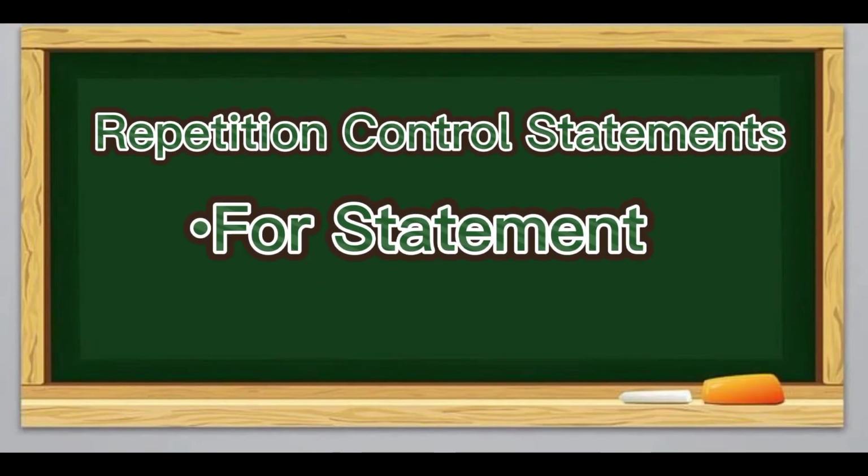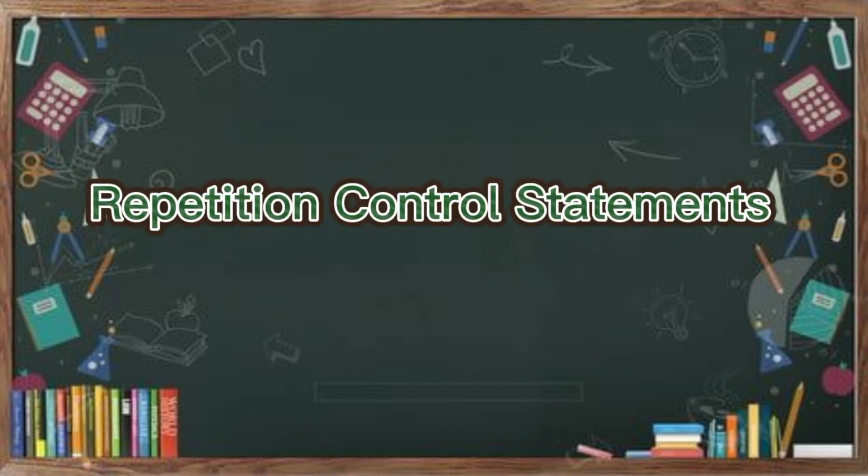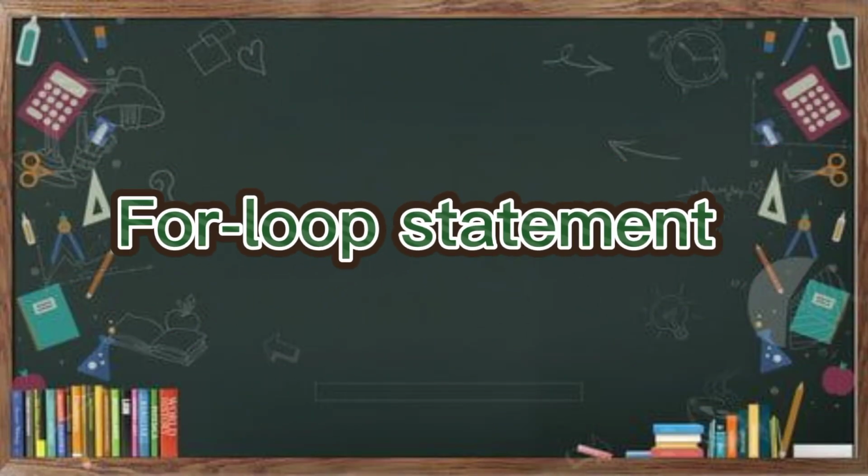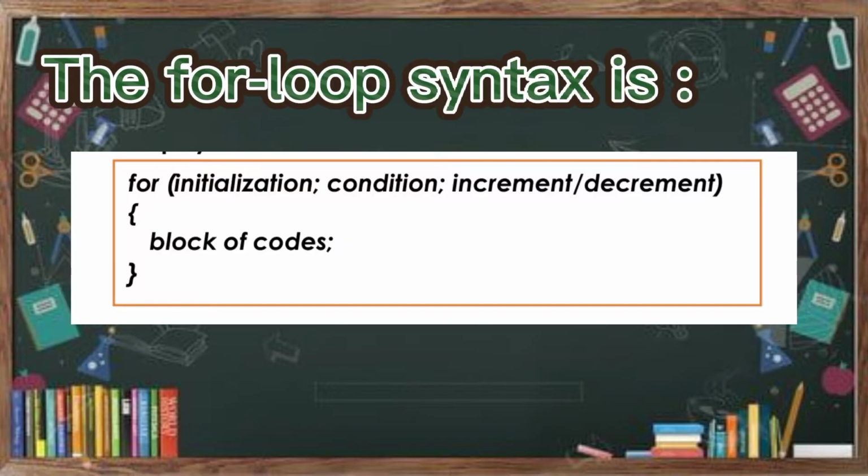Repetition control statements, 4 statements. Reiteration control statements, otherwise called loops, are statements that allow repeated execution of a block of code until a particular condition is satisfied. A for loop is used when you know exactly the number of times you want to loop through a block of code. The for loop syntax: initialization is where you declare the initial value of your variable.